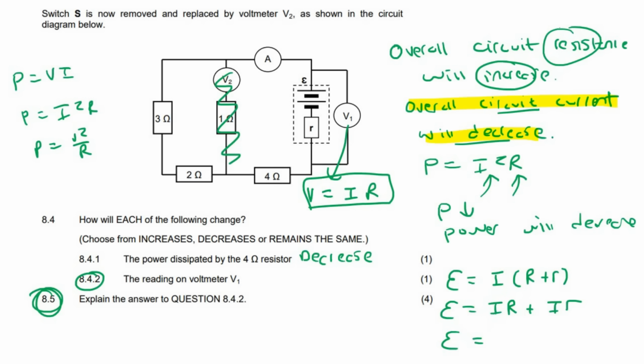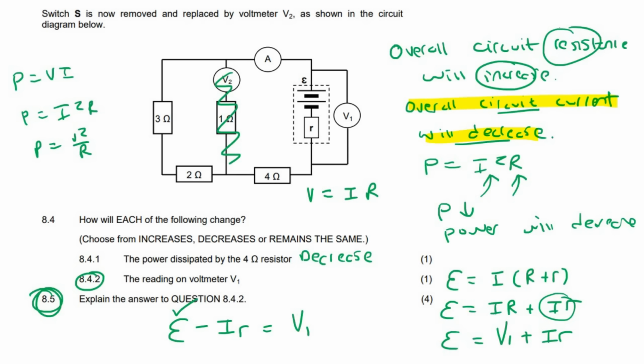So that is your V1. We're just going to group all of that together as V1. And then this part here, we can leave it as it is. So to calculate V1, you're going to end up with EMF minus IR. Okay, so the EMF is a constant. That doesn't change. We've got to look at this part over here.